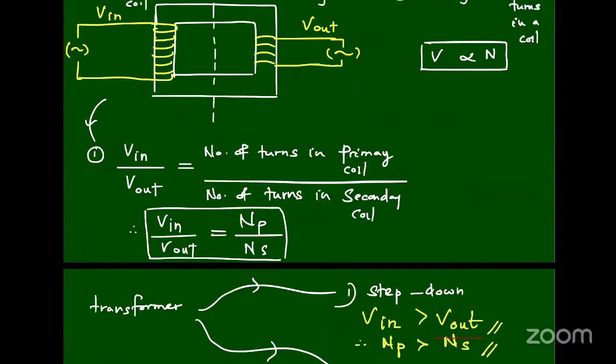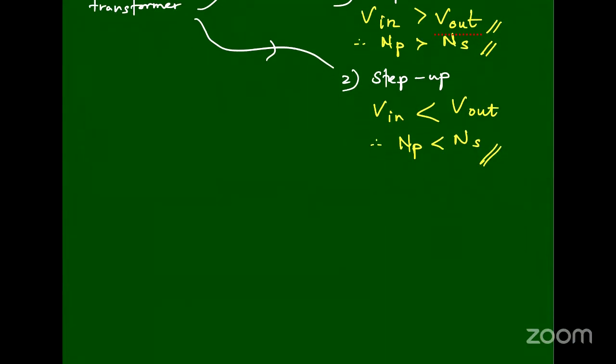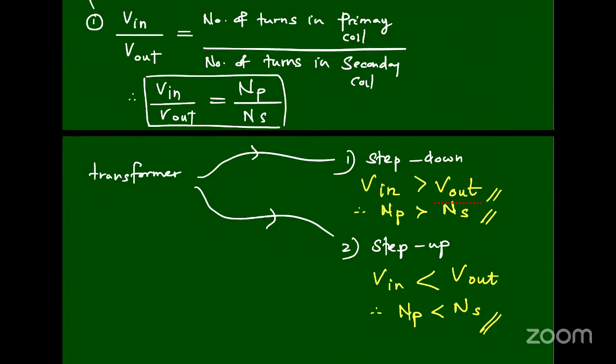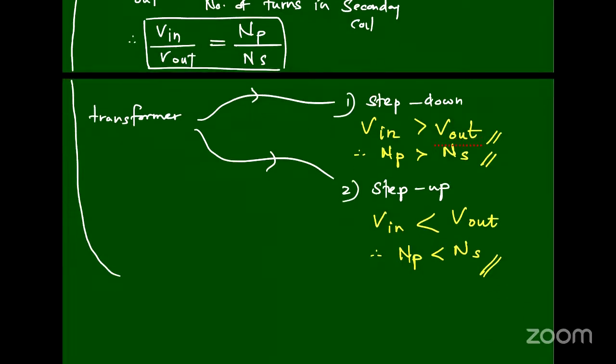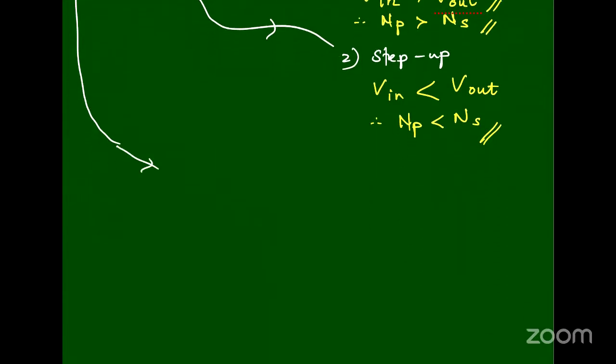Okay. Then the next equation that you need to remember is the power equation when it comes to a transformer. In order to get the power equation, there's an assumption. The assumption is that these transformers are ideal transformers, which means there's no wastage of power. They are 100% efficient. Okay.